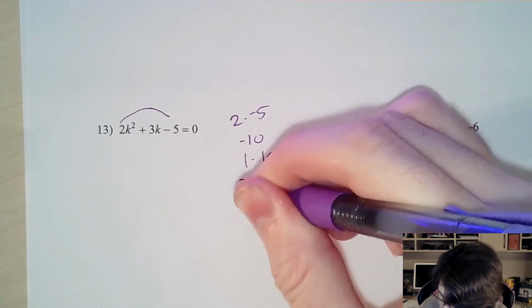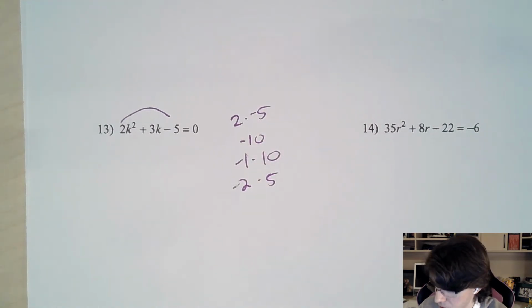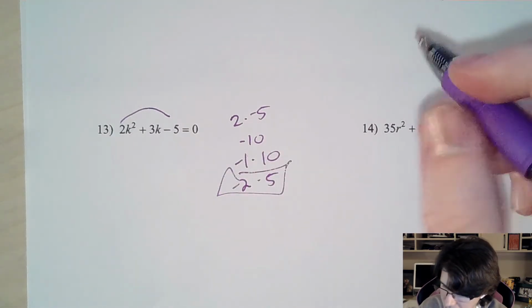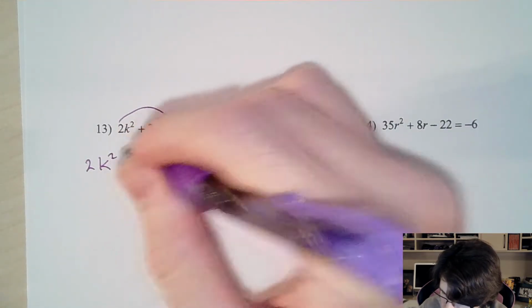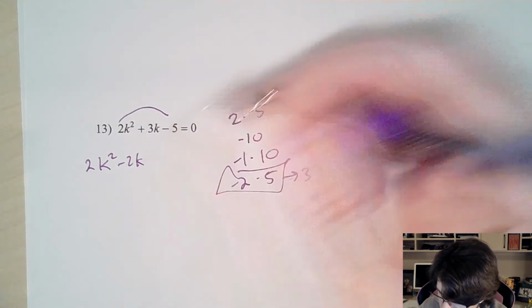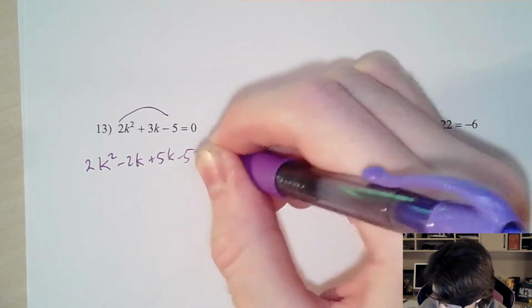Well, 1 times 10 and 2 times 5 are the only things that work. It's a positive, so the negatives are on the left. There we go. There are the numbers that add to our positive 3. So we're splitting this guy up: 2k squared minus 2k plus 5k minus 5 equal to 0.